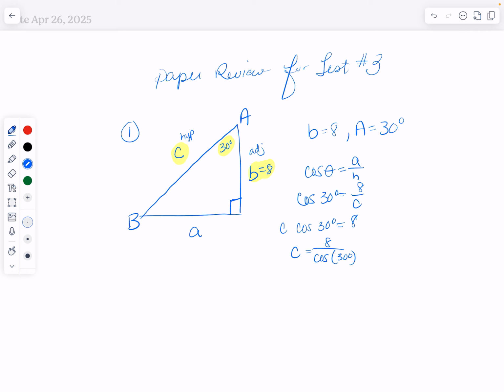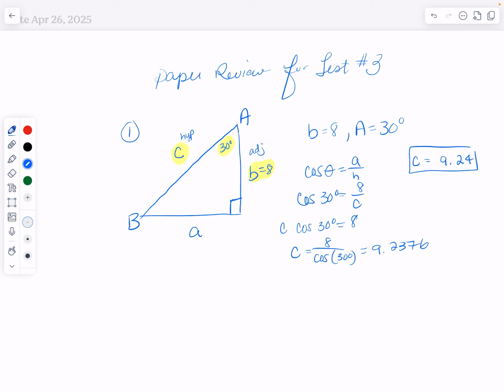Make sure before you plug anything in that your mode is in degrees, which mine is. So I do 8 divided by cosine of 30 degrees. And when I do that, I get 9.2376, but it said round to 2 decimal places. So C, or side C, is 9.24.